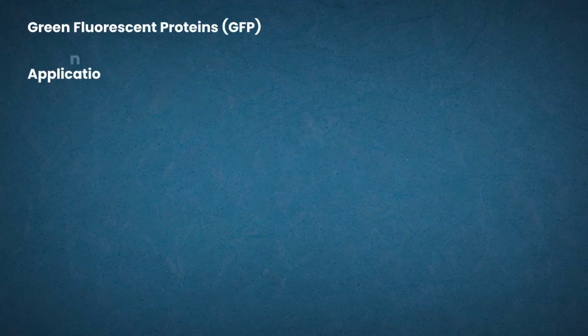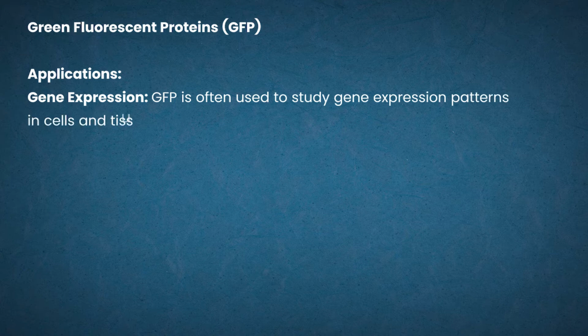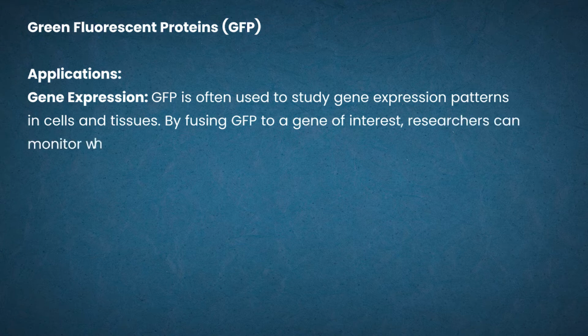So, what are the applications of GFP? Where are they used in genetic engineering? They are used for the study of gene expression. GFP is often used to study gene expression patterns in cells and tissues. By fusing GFP to a gene of interest, researchers can monitor when and where the gene is turned on or off.